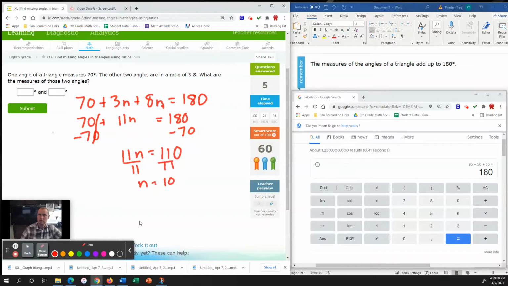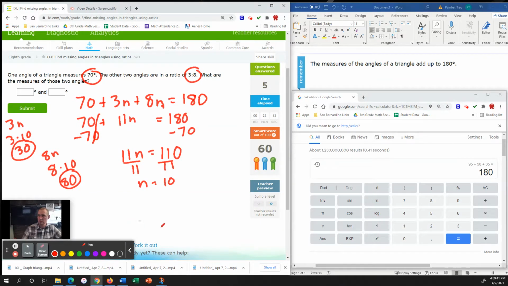All right, so now what we're going to do is take our ratios of 3 to 8. We can start with the first one. We got 3n. 3 times 10 takes us to 30. And our ratio of 8n is 8 multiply 10. And 8 times 10 is going to be 80. So our three angles are 30, 80, and 70.